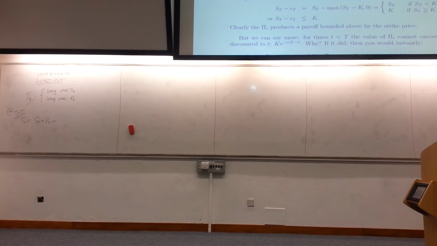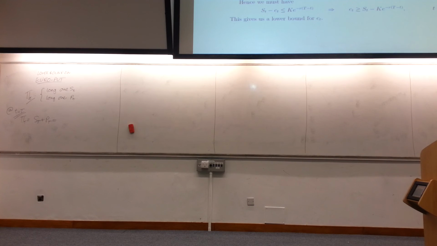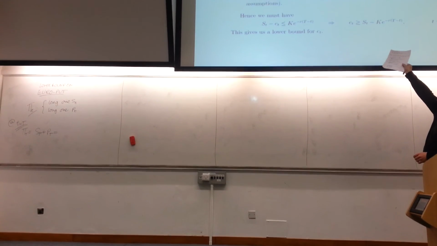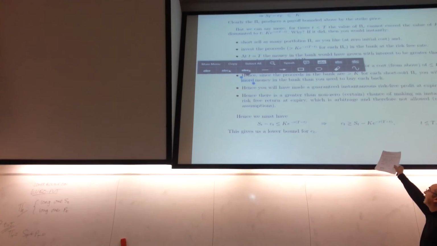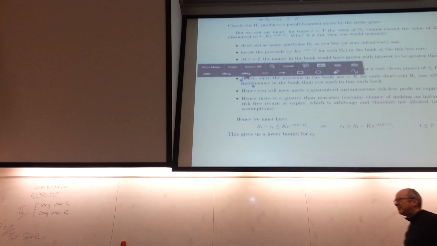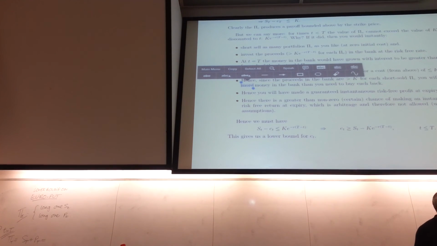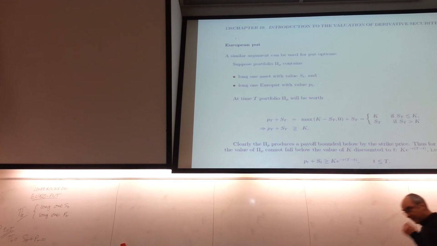On a European vanilla call option, the argument was that C_t, the European vanilla call option, must be greater than or equal to the price of the underlying asset minus the discounted strike price back from expiry. So what I now want to do is to run through a similar argument for a European put option.